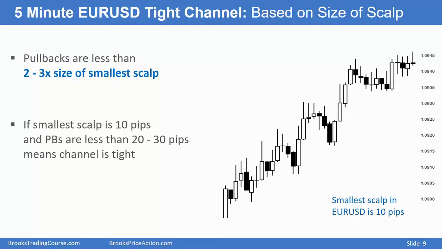For example, if the smallest scalp is 10 pips and the pullbacks are all less than 20 or 30 pips, the channel is therefore tight. Tight channels, you only trade in the direction of the trend. This is a bull trend, a tight bull channel. You should only look to buy.